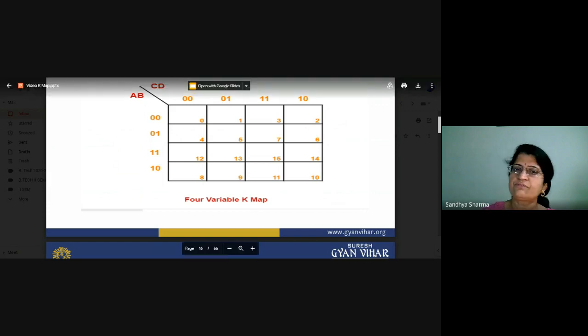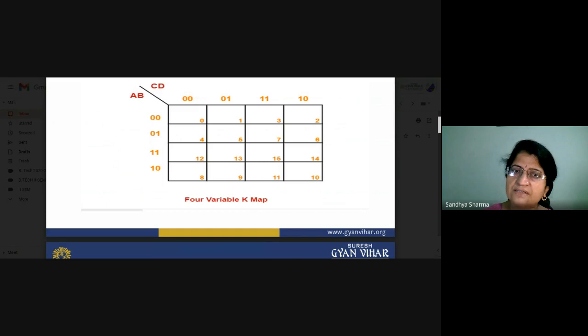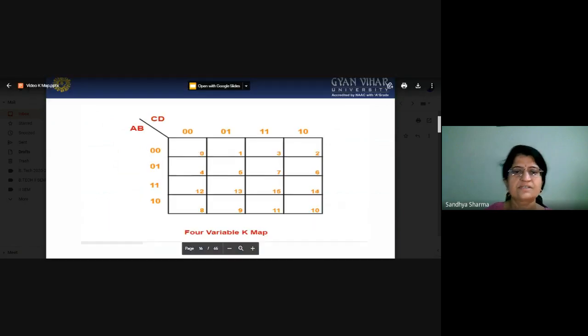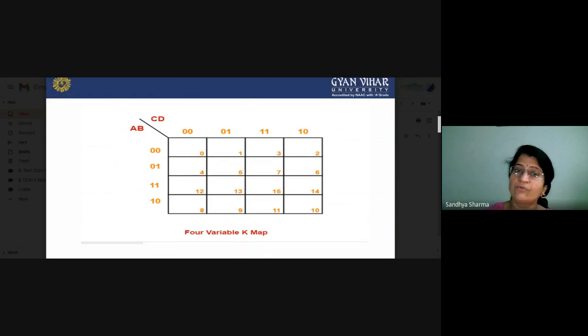You can take either form. Either you write in terms of this, or you write in terms of that particular term. So this is the basic representation of our four variables. Now we will move to the different rules which we apply for solving the K map.